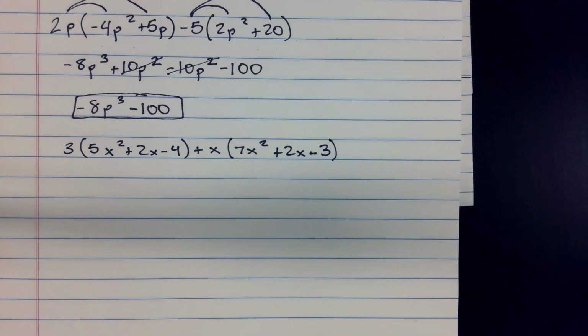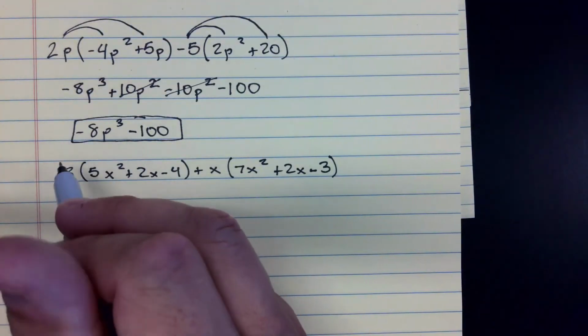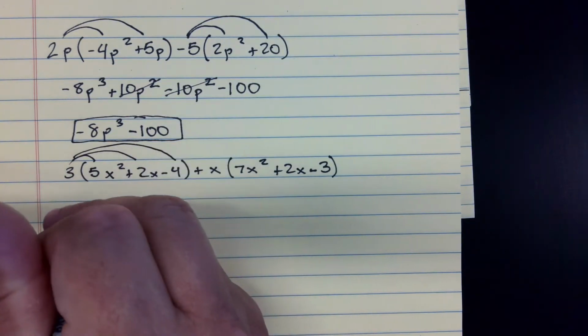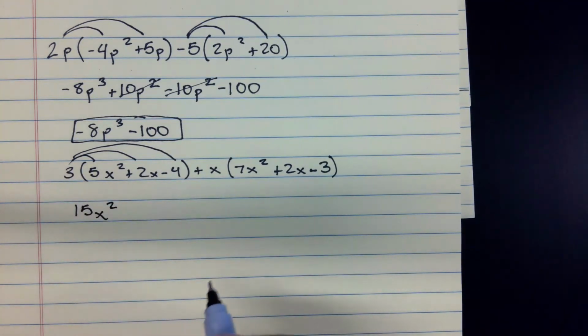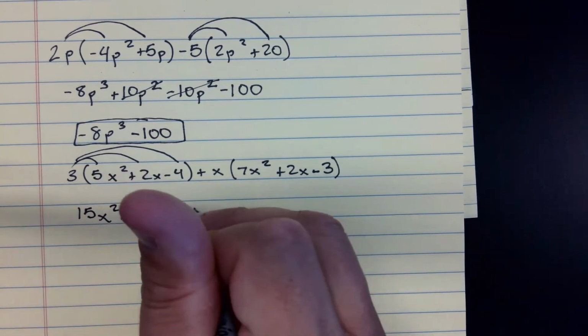All right, let's go through this real quick. A lot of you guys are already working on it, which is good. So we're going to distribute this 3 all the way through everything, right? So it's going to give us 15x squared. You multiply the whole numbers. Plus 6x minus 12 plus.